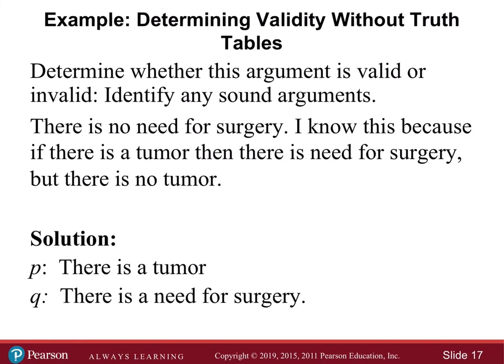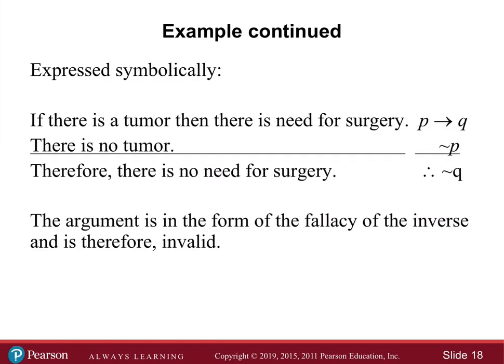Okay, let's see. So there's a tumor, there's a need for surgery. If there's a tumor, there's a need for surgery. There is no tumor, therefore there is no need. The argument in this form is the fallacy of the inverse, and therefore is invalid. Oh, they didn't even do a truth table. They just used the rule, right? So that's fine. We confirmed it with the truth table, and they just identified which case it was.